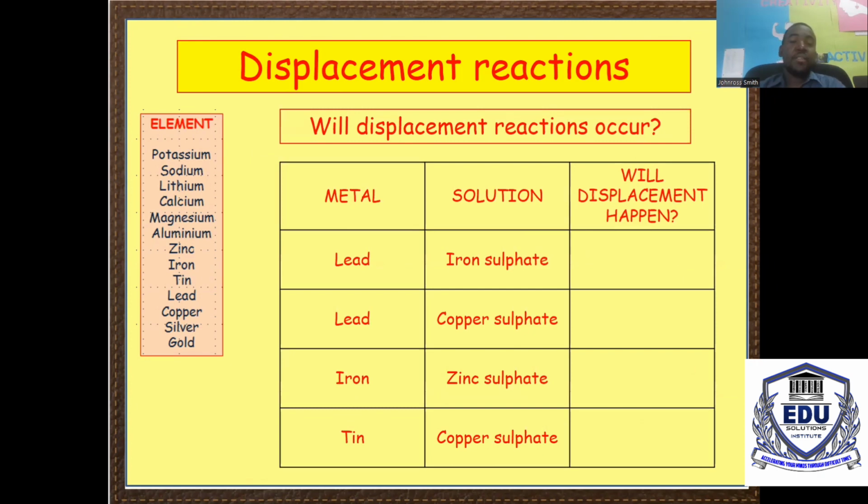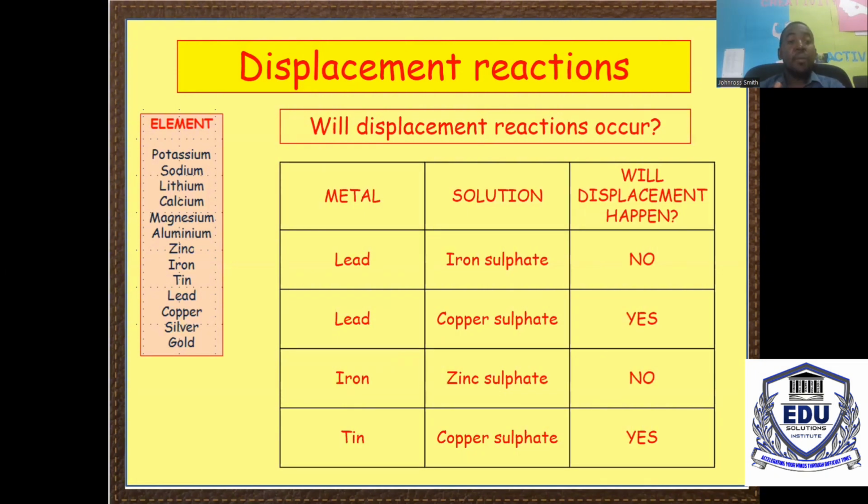Based on that logic, what I want you to do is take a moment, pause this video, and see if you can get these right. Between lead and iron sulfate, will there be a displacement? Will there be a reaction? Based on the series, we see that no, because lead is less reactive than iron, so it cannot displace iron from the sulfate.